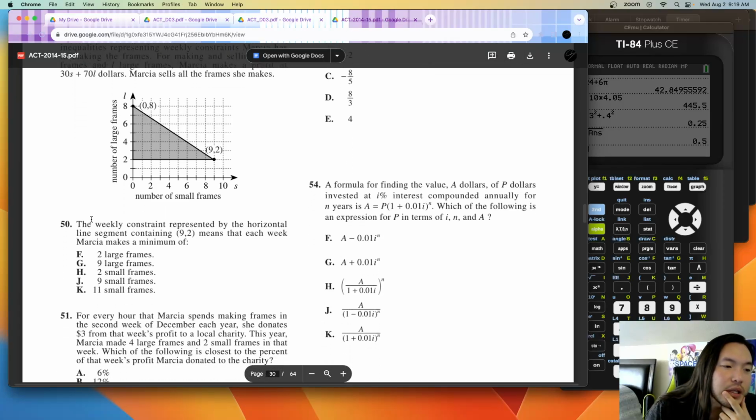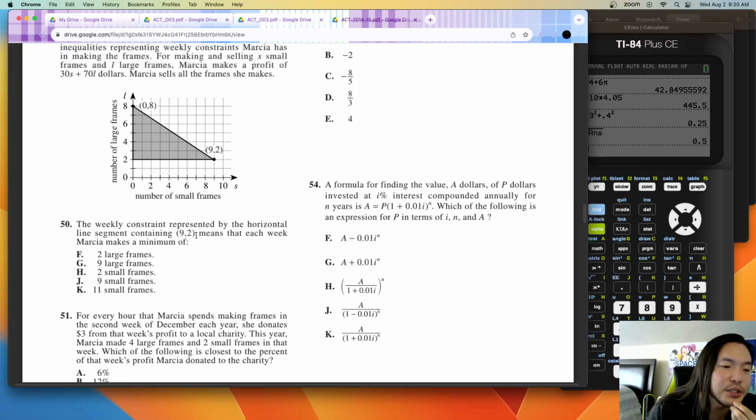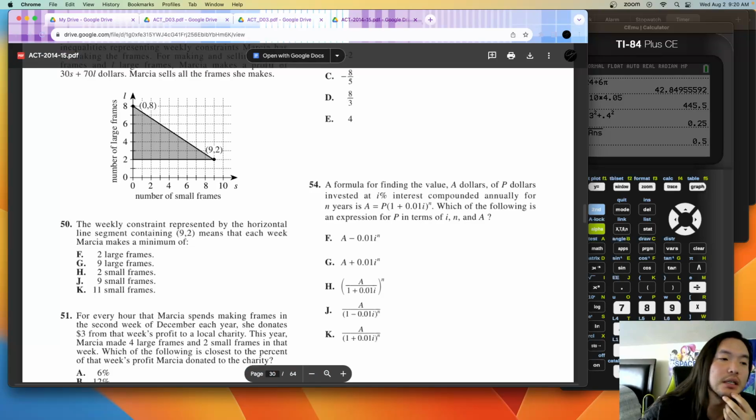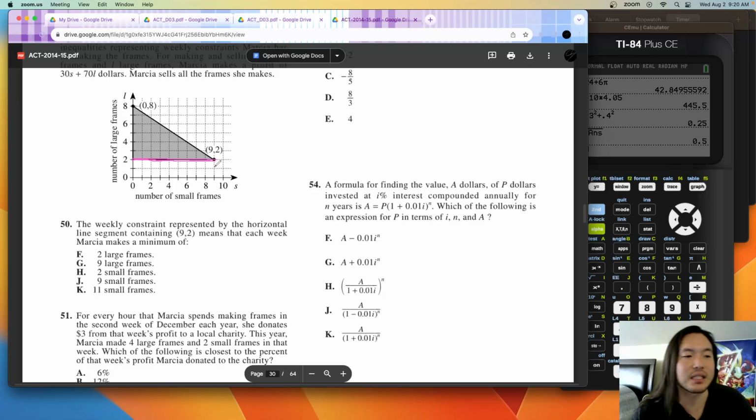Question 50. The weekly constraint represented by the horizontal line segment containing 9-2 means that each week Marcia makes a minimum of. So they're talking about the horizontal line segment, right? So they're talking about this one. Horizontal line segment containing 9-2. What does this mean? So we have to interpret the meaning of this line.